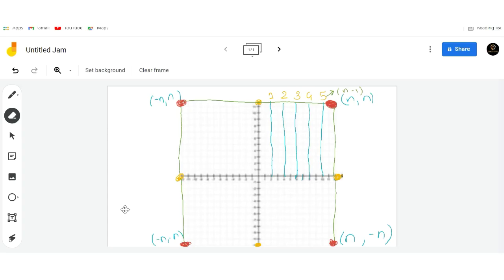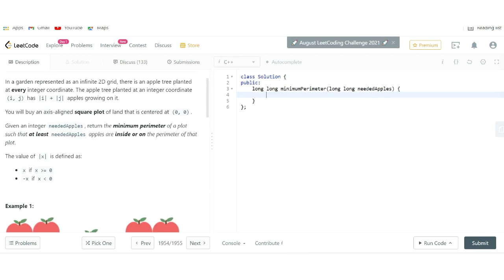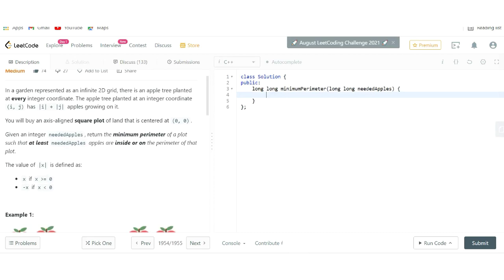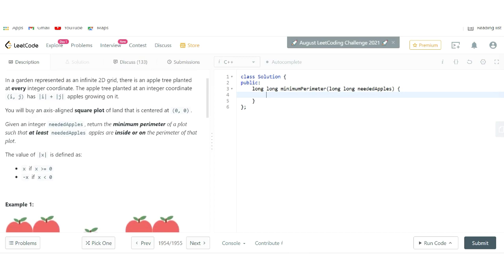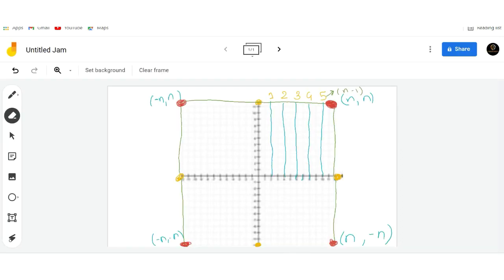Labs. So today we are going to solve the LeetCode question number 1954, which is the minimum garden perimeter to collect enough apples. So I will explain in short what we have to do in this question basically.